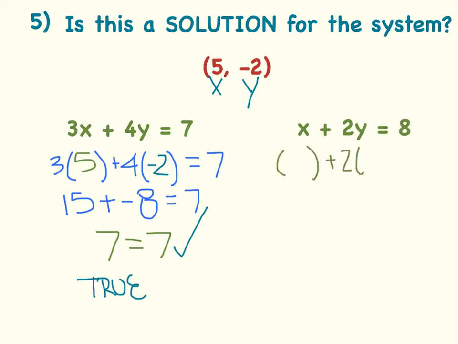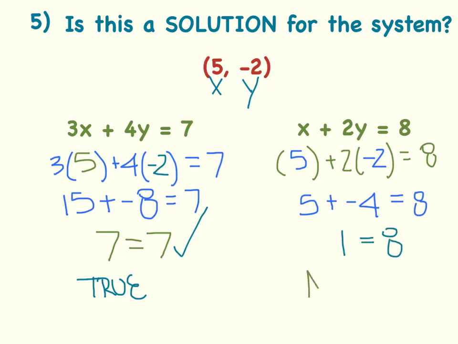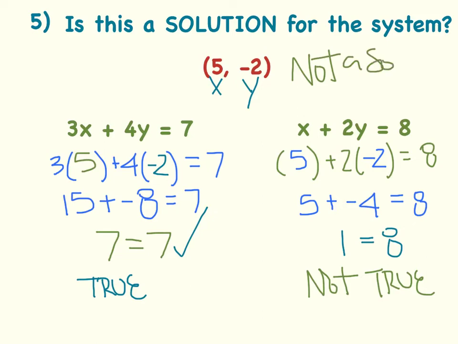x plus 2 times y equals 8. Let's plug in our values. x is supposed to be 5, and y is -2. So notice nothing happens with that x value. I just bring it down: 5 plus, well, 2 times -2 is -4, equals 8. 5 plus -4 is 1, equals 8. Now, is that true? Hopefully you guys know that that is not true. So therefore, this is not a solution for this system. Okay? Not a good solution.